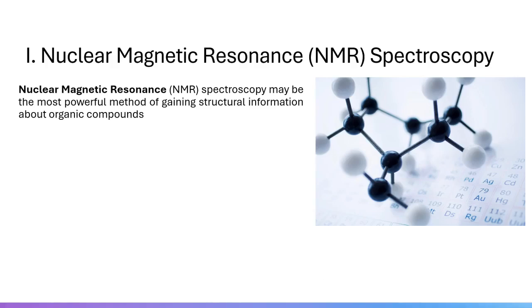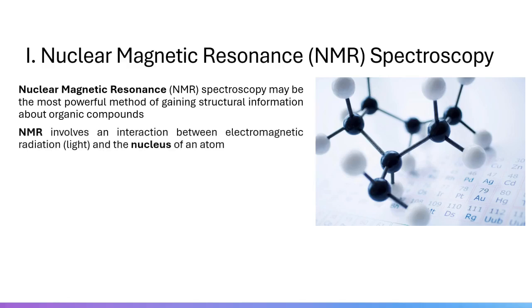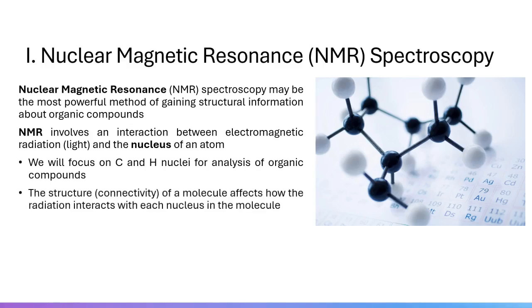Let's begin. 1. Nuclear magnetic resonance or NMR spectroscopy. It may be the most powerful method of gaining structural information about organic compounds. NMR involves the interaction between electromagnetic radiation, EMR or light, and the nucleus of an atom. We're going to focus on carbon and hydrogen nuclei for analysis of organic compounds. The structure or the connectivity of a given molecule affects how the radiation interacts with each nucleus in the molecule.